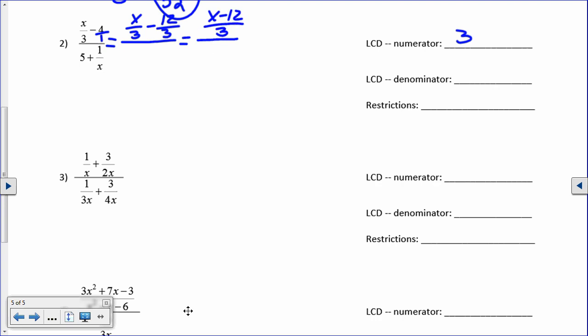When they're not like terms, so if you have a variable and a number in different fractions, because they're not like terms, you just write them together as a subtraction.